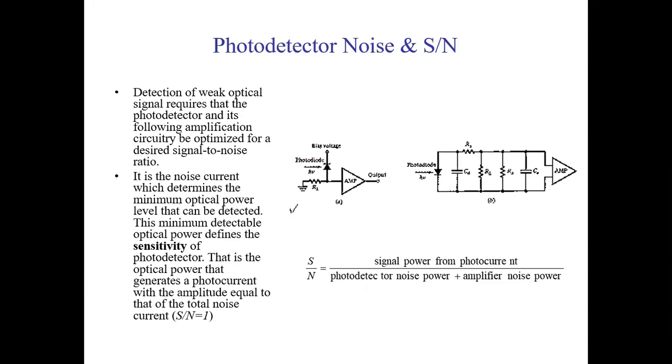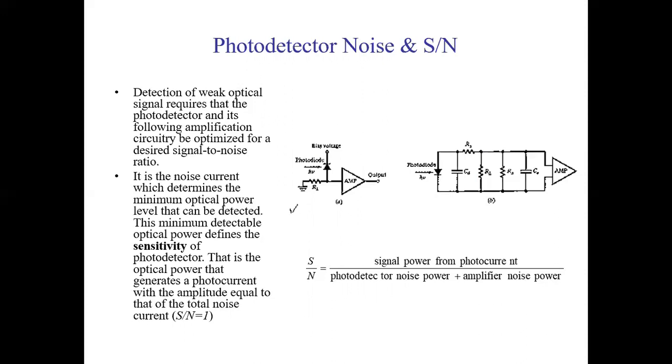The noise calculation is also important for photodetectors. The detection of a weak optical signal requires that the photodetector and its following amplification circuitry be optimized for a desired signal to noise ratio. It is the noise current which determines the minimum optical power level that can be detected. This minimum detectable optical power defines the sensitivity of the photodetector. It is the optical power that generates a photocurrent with amplitude equal to that of the total noise current.